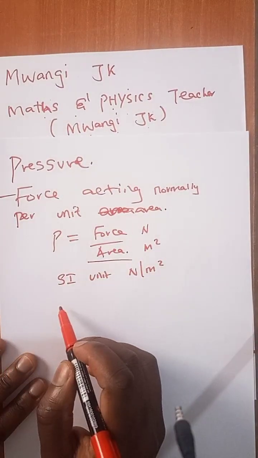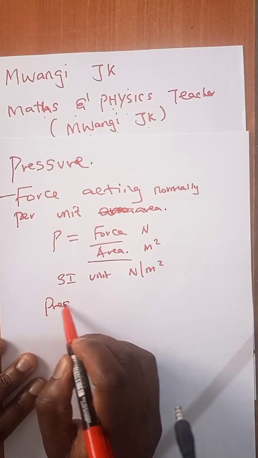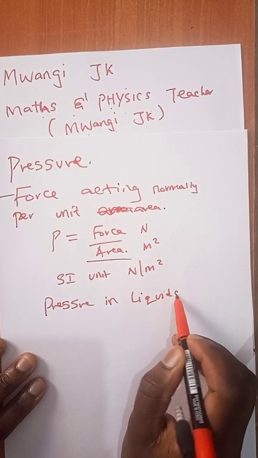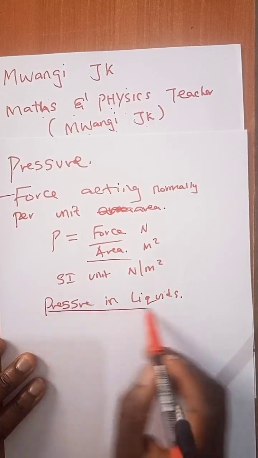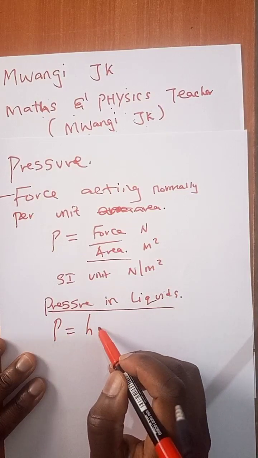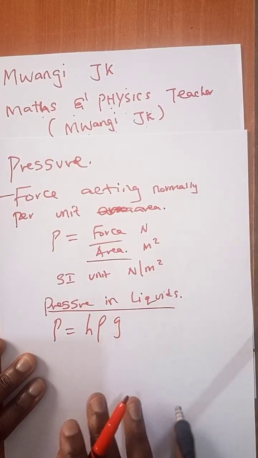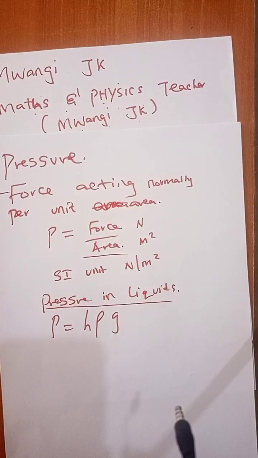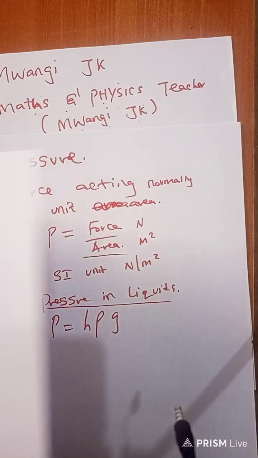So what about pressure in liquid? Which formula do we use? We use the formula pressure is given by h rho g. And where do we get this formula from? Somebody might ask that, so allow me to take you through how we derive it.